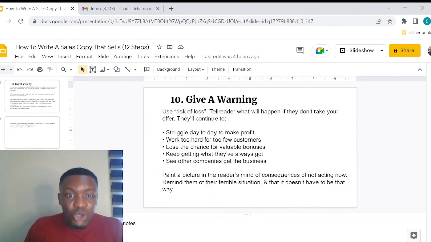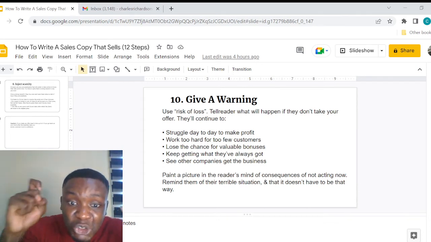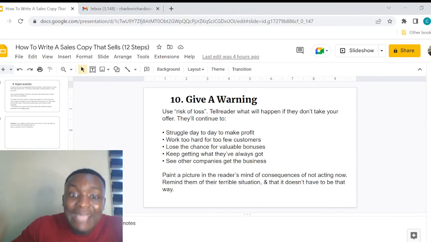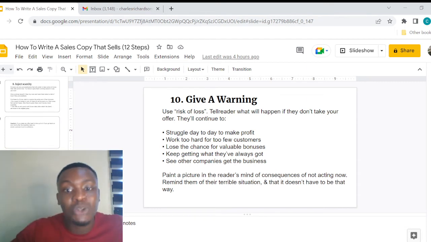Now, after giving the call to action, what is the next thing to build a powerful sales letter? Give them a warning. Use risk of loss and tell the reader what will happen if they don't take action on your offer. They will continue to struggle day to day to make profit. They will work too hard for too few customers, lose the chance for valuable bonuses, keep getting what they've always got, and see other companies get the business. Paint a picture in the reader's mind of the consequences of not acting now. Remind them of their terrible situation, and that it doesn't have to be that way.